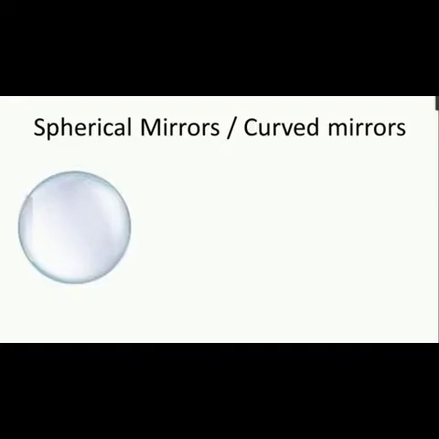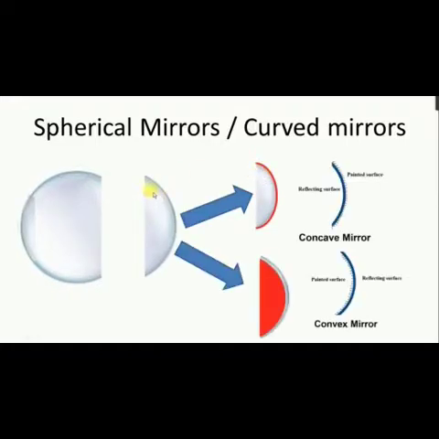are called spherical mirrors because they are a part of a sphere. So if you paint the outer side you'll get a concave mirror, and if you paint the inner side you'll get a convex mirror. Concave mirror is curved inward and convex mirror is curved outward.